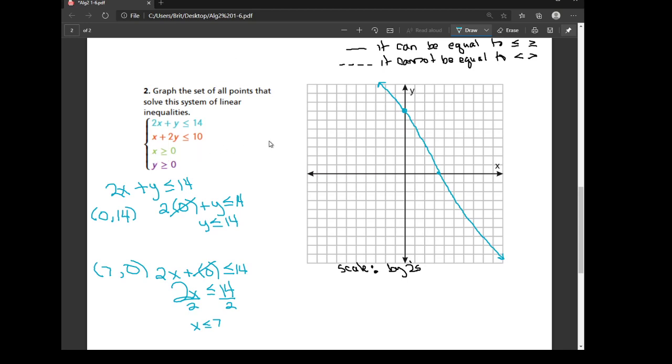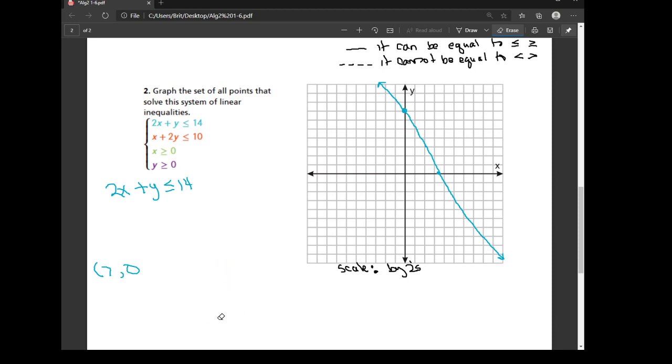So what I tend to do is pick an anchor point that is not on the line. That's important. It can be to the left of the line, it can be to the right of the line, but you don't want one that is on the line. I'm actually going to be picking 0, 0. So let me erase some of this extra work, and now we're going to test to see if 0, 0 is a solution.